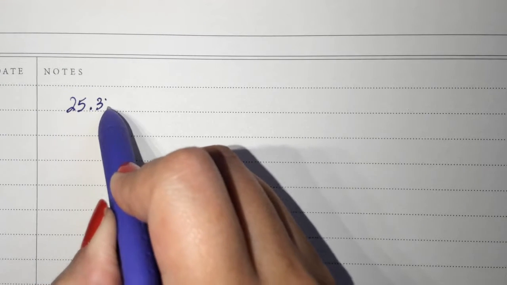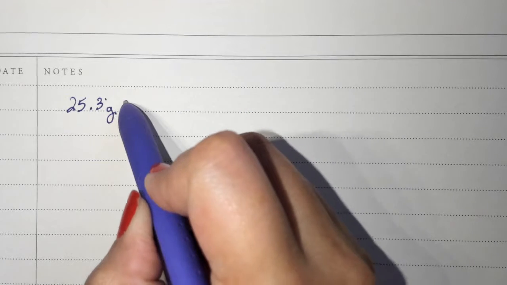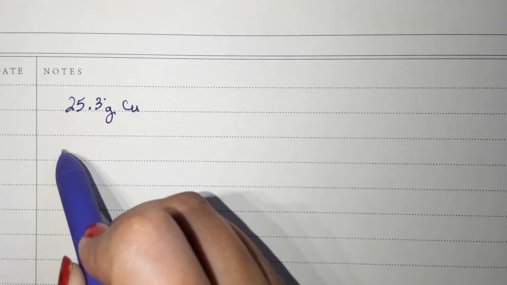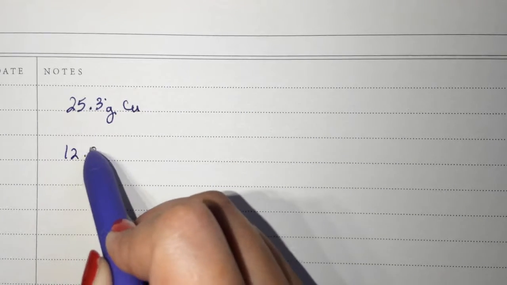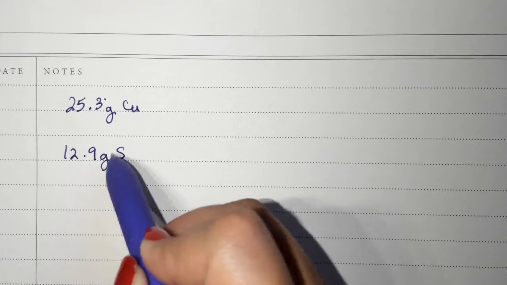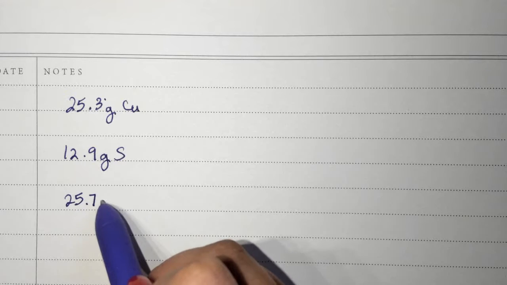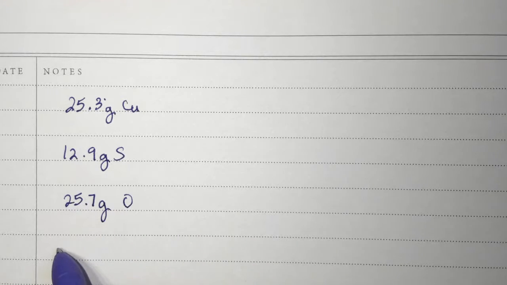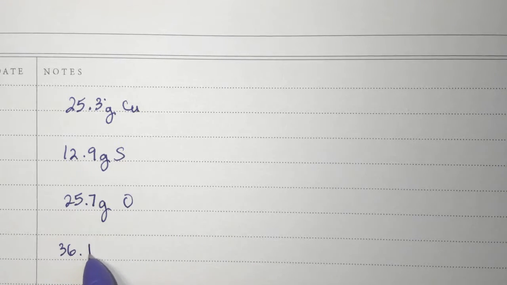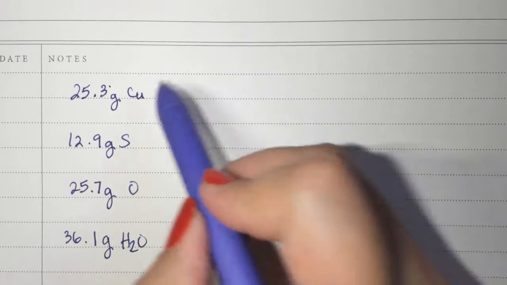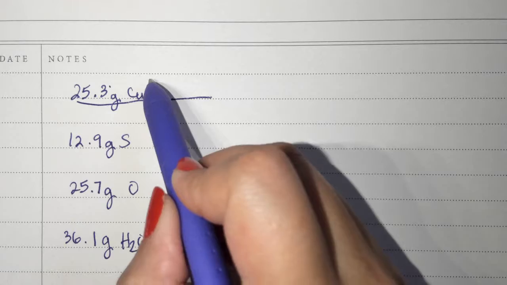So 25.3% of copper becomes 25.3 grams of copper. 12.9% of sulfur becomes 12.9 grams of sulfur. 25.7% of oxygen becomes grams of oxygen. And then lastly, 36.1% becomes grams of H2O. So now let's convert it to moles.